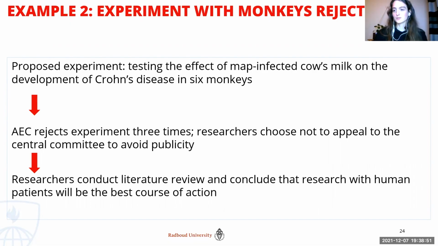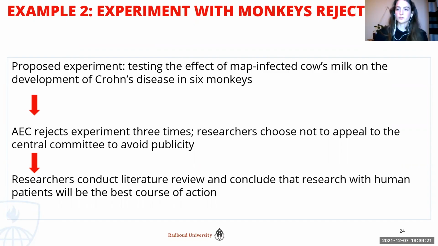And these were, again, the monkeys sort of left over from the polio times, because they weren't used for polio anymore. And there was sort of the idea, well, what can we do with the monkeys now? And this was about Crohn's disease. And what they wanted to do is to see if there is a relation between MAP, so that's a mycobacterium that's found in cow's milk, and developing Crohn's disease.